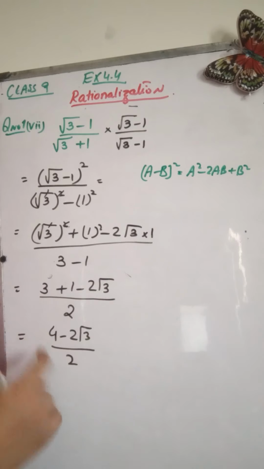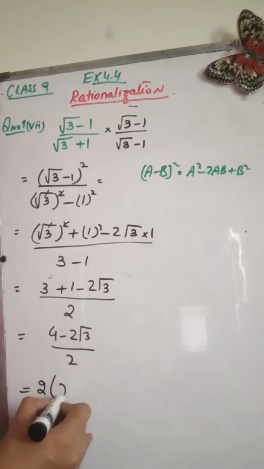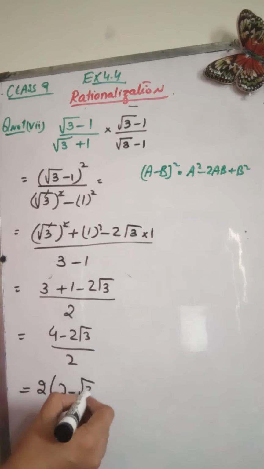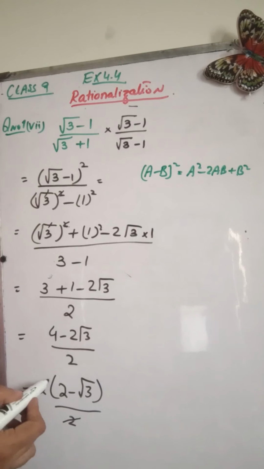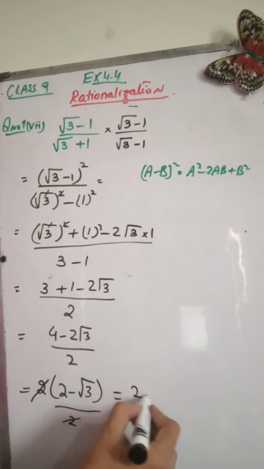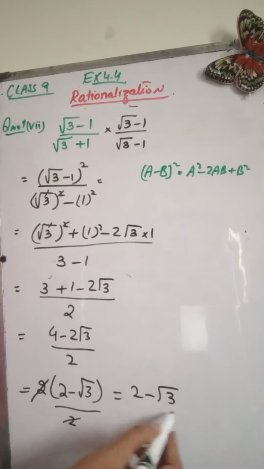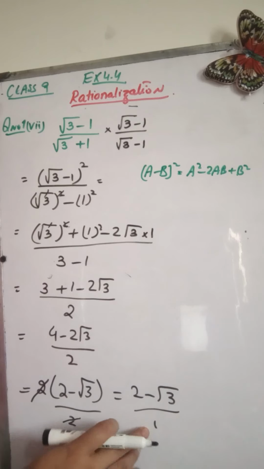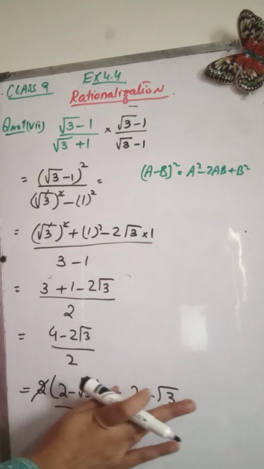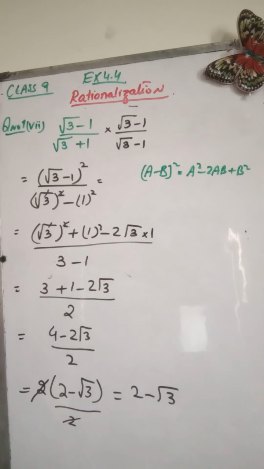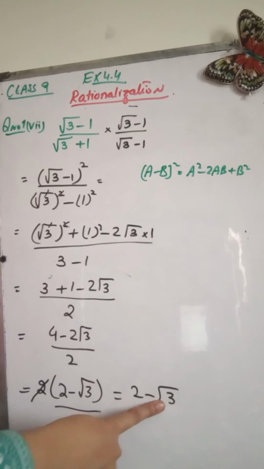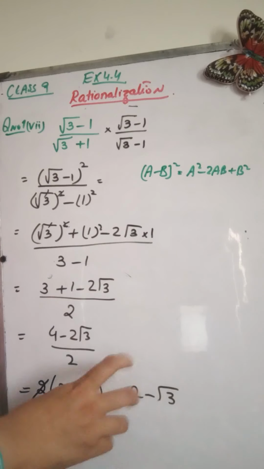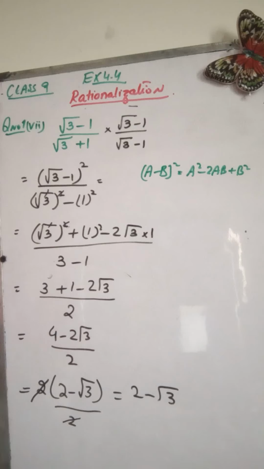From here we can take 2 common, and this will give us 2 minus under root 3 by 2, and this 2 will be cancelled out with this 2, and the answer will be 2 minus under root 3 over 1. Okay, which is a rational number, so we have rationalized the denominator. We don't need to worry about the numerator because we will have irrational numbers or surds in the numerator. We are only concerned about our denominator.